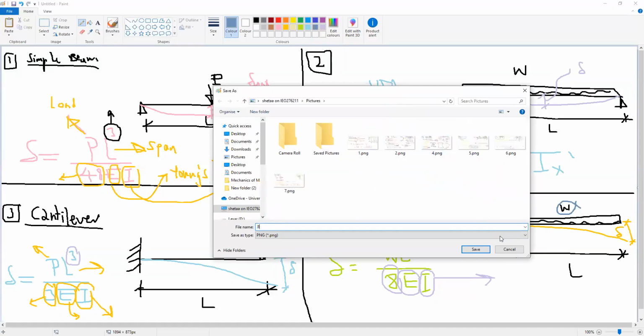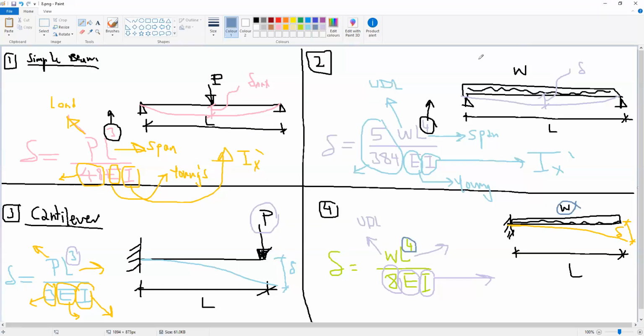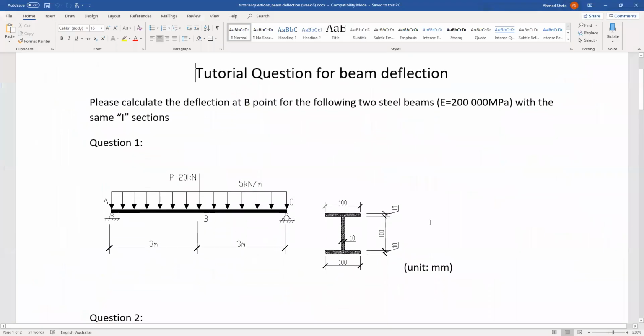So now we finish the basic formulas for beam deflection, and I will return to the questions. This is our first question today for beam deflection. We have here a simple beam with 2 loads. P is a concentrated load and 5 kilonewton per meter is a uniform load, and we need to find the deflection at point B. This is the maximum deflection. E is 200,000 MPa and the cross section I is given.